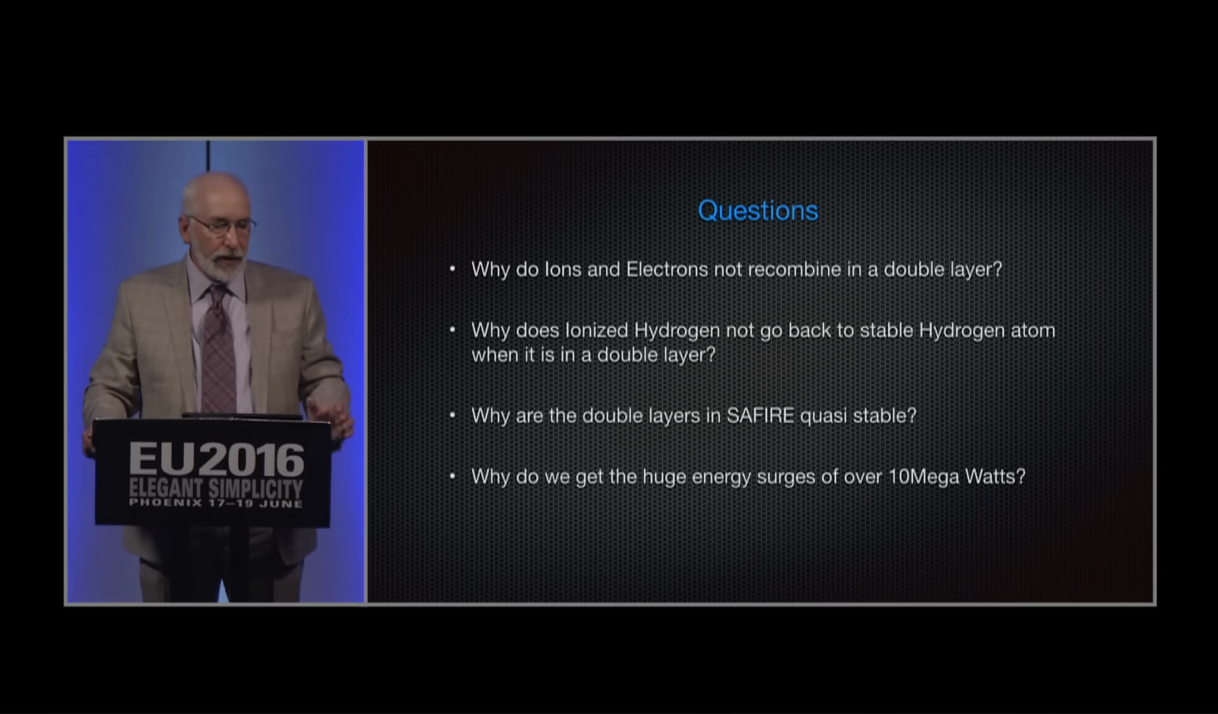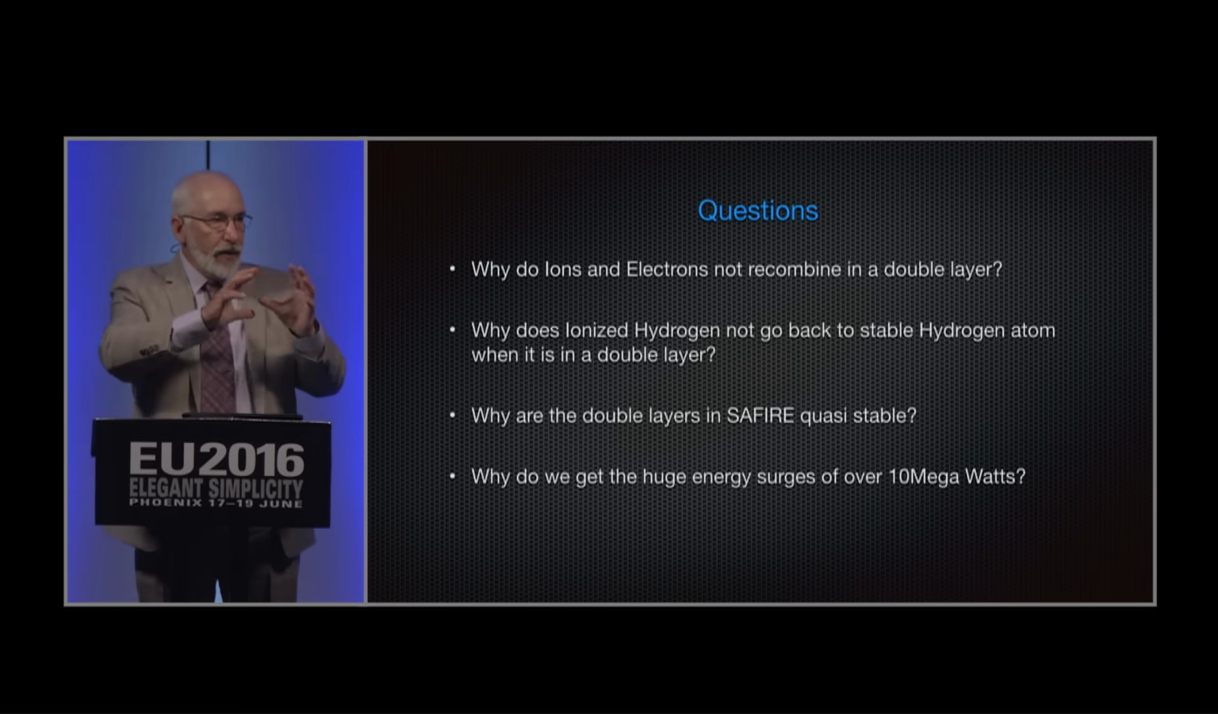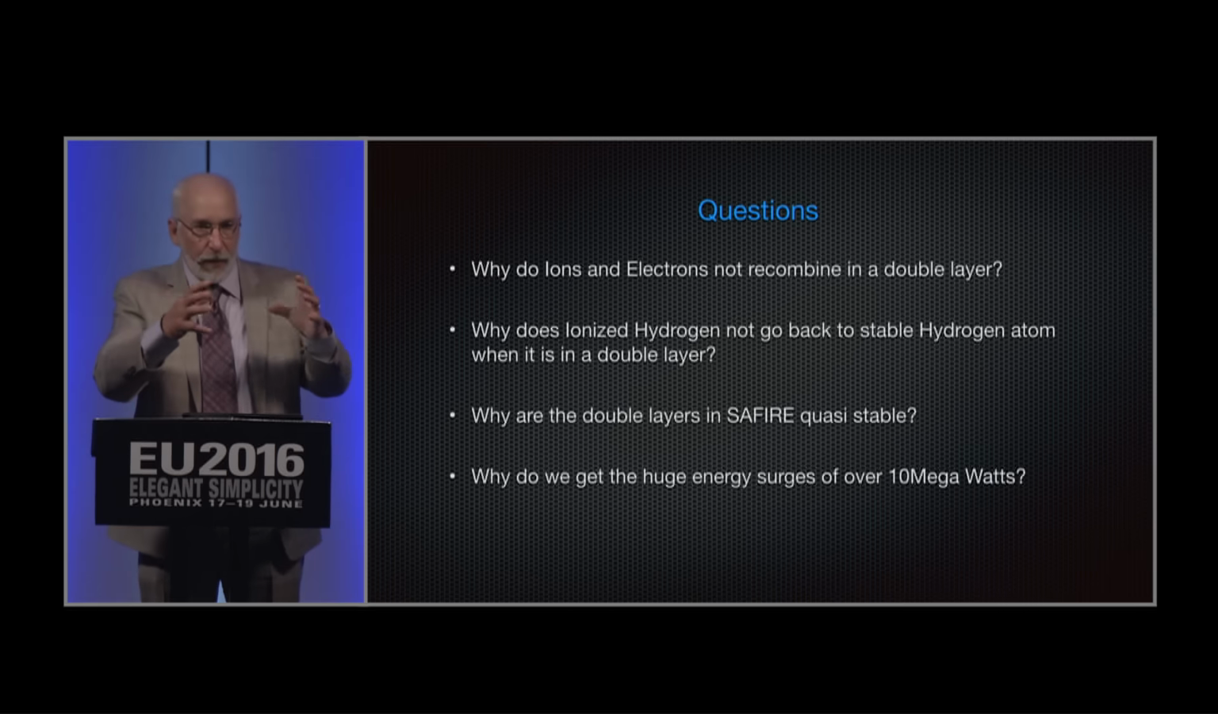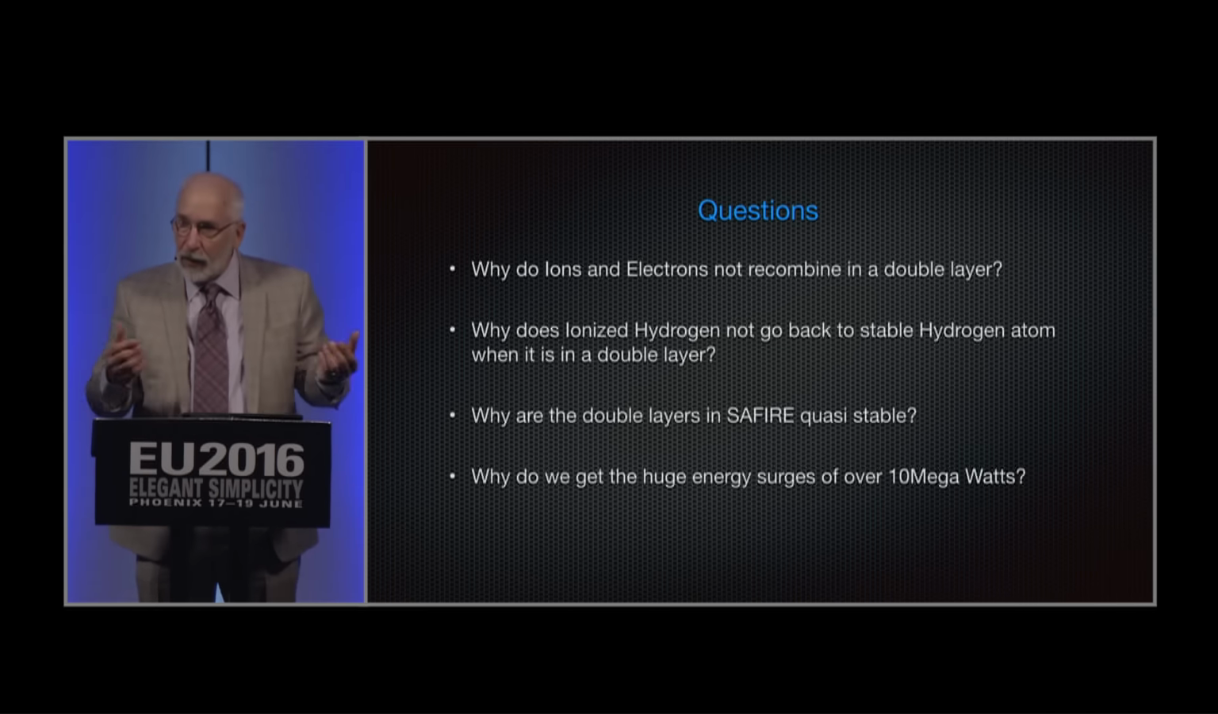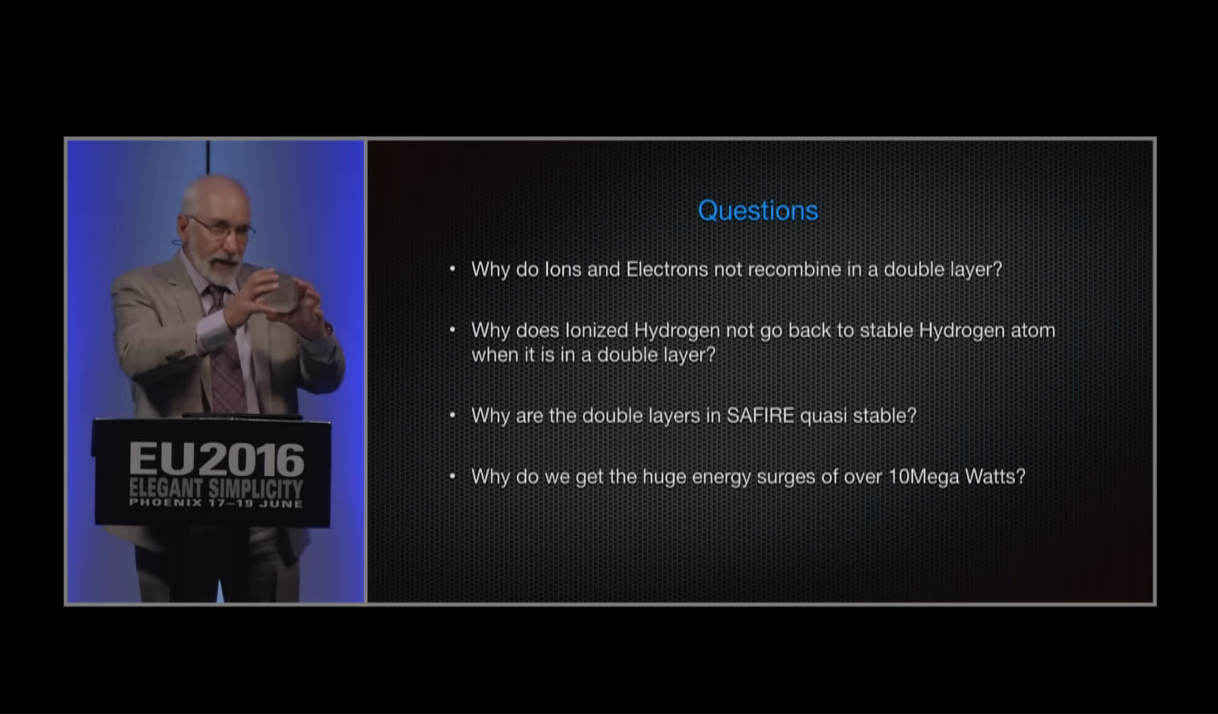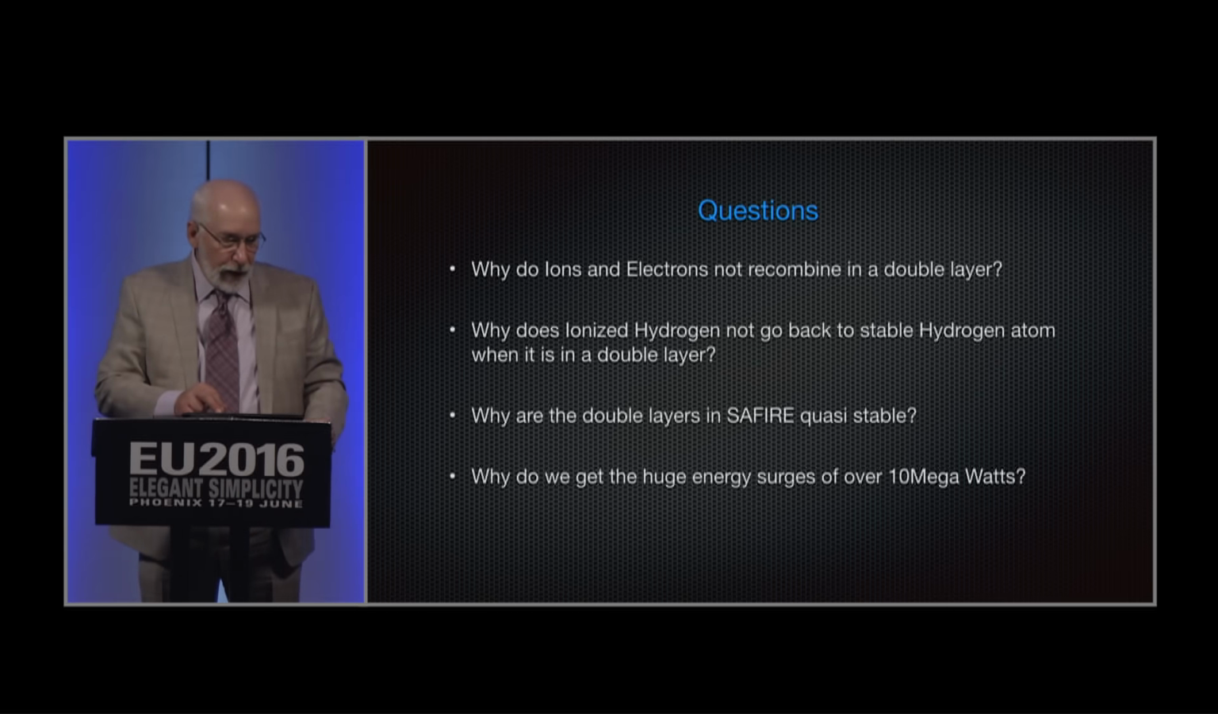Why are double layers in SAFIRE quasi-stable? So why do we form these spheres and they're quite stable? We don't know. We don't know why they form. We have some ideas, but we don't know the mechanisms and processes. We can recreate them because we understand what leads up to them, but we don't understand the physics. Why do we get huge energy surges over 10 megawatts?